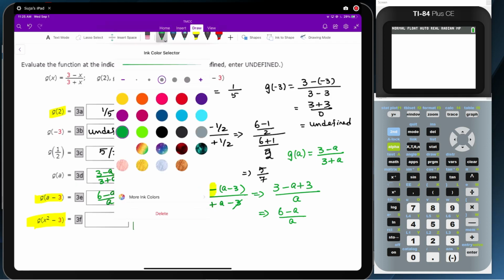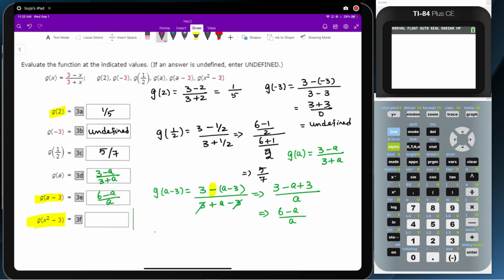Okay, the last one is, in the place of a, I have x squared minus 3. So I'll go 3 minus x squared minus 3 over 3 plus x squared minus 3. Here again, the denominator 3 cancels out. The numerator would be 3 minus x squared plus 3, because I am just distributing this negative sign. So this 3 becomes positive, divided by, the 3 cancels, so x squared. So 3 plus 3 is 6 minus x squared over x squared.